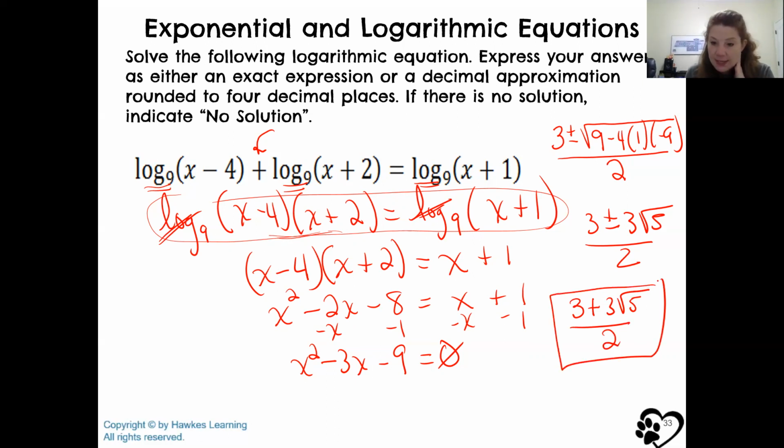Okie dokie. And that's the only answer, because the other one is, what's it called? Invalid, or I forgot the term, but you guys know what I'm talking about, I think.